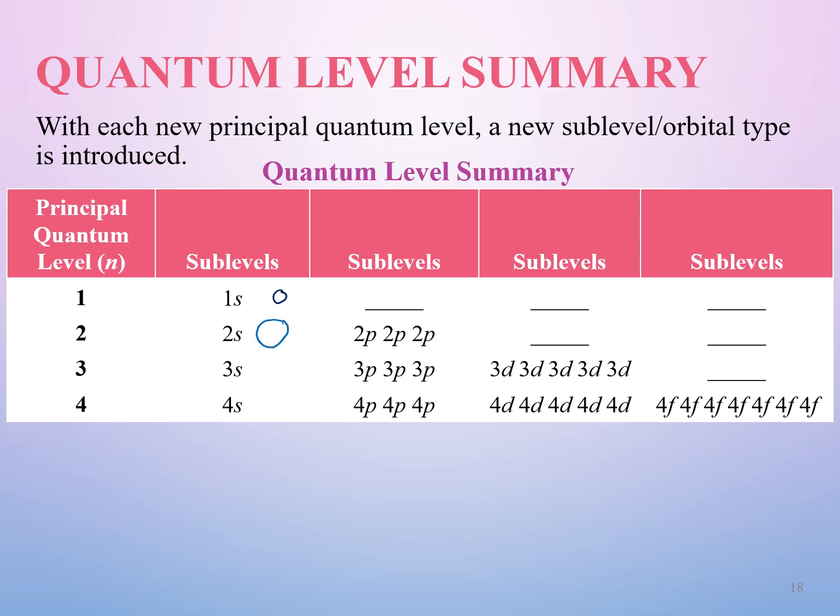Okay, level 3, the sphere gets even bigger. And then can you imagine level 4s? The sphere gets even bigger. Okay, so now remember 2p, we were drawing a p orbital. So level 1 doesn't have p's, okay? Level 2 has p's, and this is what it looks like.